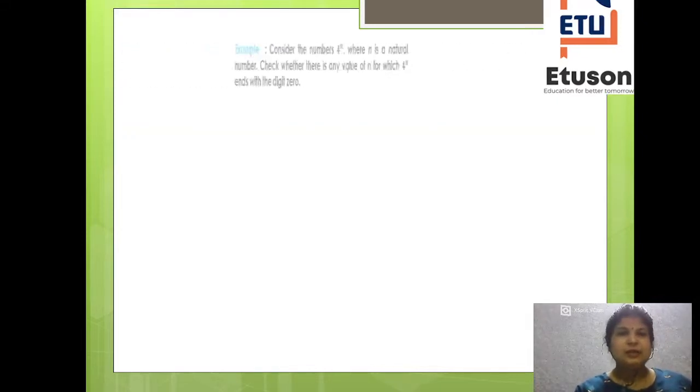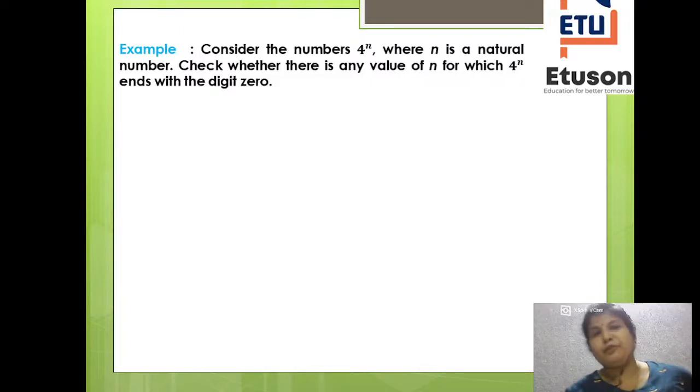So here I have a question for you. Consider the numbers 4 to the power n, where n is a natural number. Check whether there is any value of n for which 4 to the power n ends with the digit 0. So let us first understand the question. Consider the numbers 4 to the power n, where n is a natural number. That means n values vary from 1, 2, 3, 4 up to n. So it can be 1 also, 2 also, 3 also, and so on and so forth.